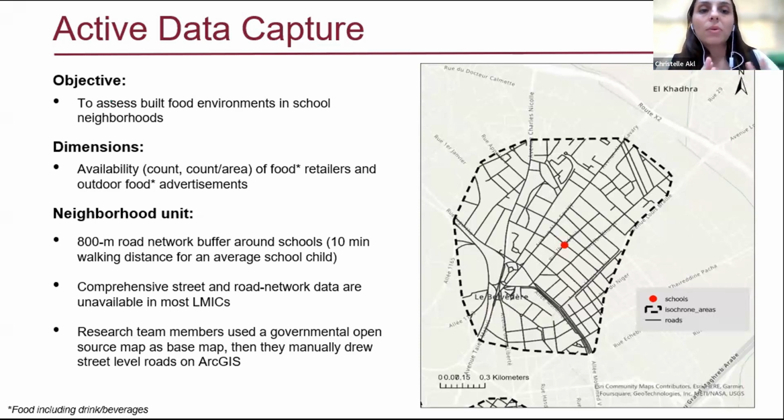And this is why the research team members used a governmental open source map as the base map. Then they started to manually draw street level roads on ArcGIS. So this is a map showing in the middle the school in red with the buffer zone, and inside the buffer, you can see the roads that were manually sketched by the research team.